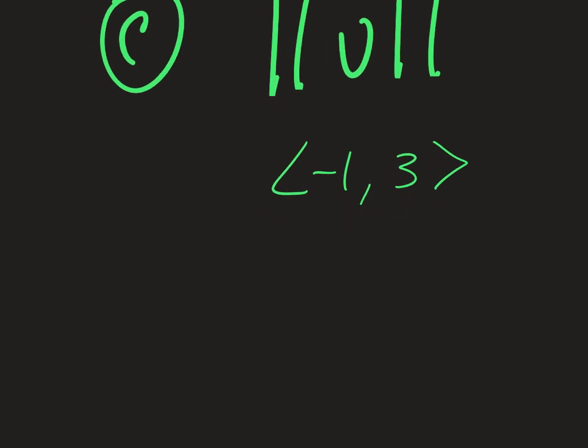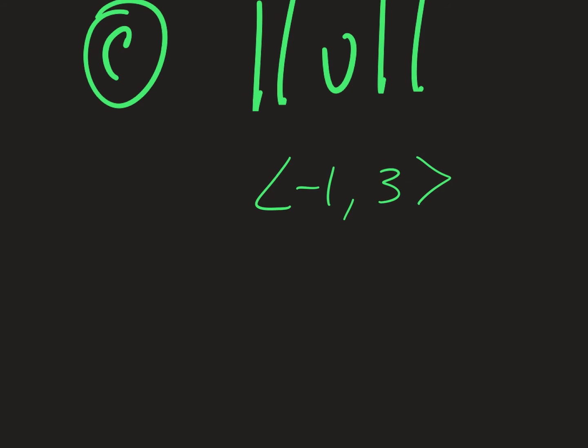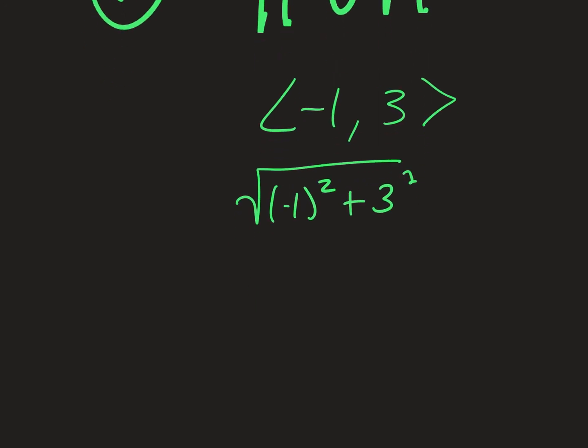Can you guys remind me how to find the magnitude when you're given the vector? Square root of -1 squared plus 3 squared. Yeah? What's -1 squared? 1 plus 3 squared is 9. So the magnitude is the square root of 10.